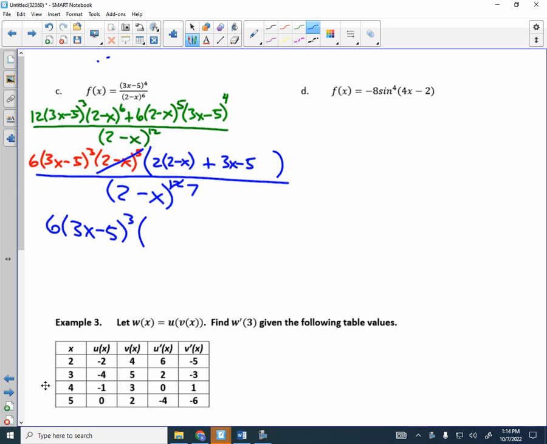will I be able to combine some like terms here? Yeah, let's look at this. I've got 2 times negative x plus 3x. What will 2 times negative x plus 3x be? Just 1x. And what will 2 times 2 minus 5 be? Minus 1. All over 2 minus x to the 7th. So 2 times negative x is negative 2x, plus 3x is the 1x. I combine those like terms.